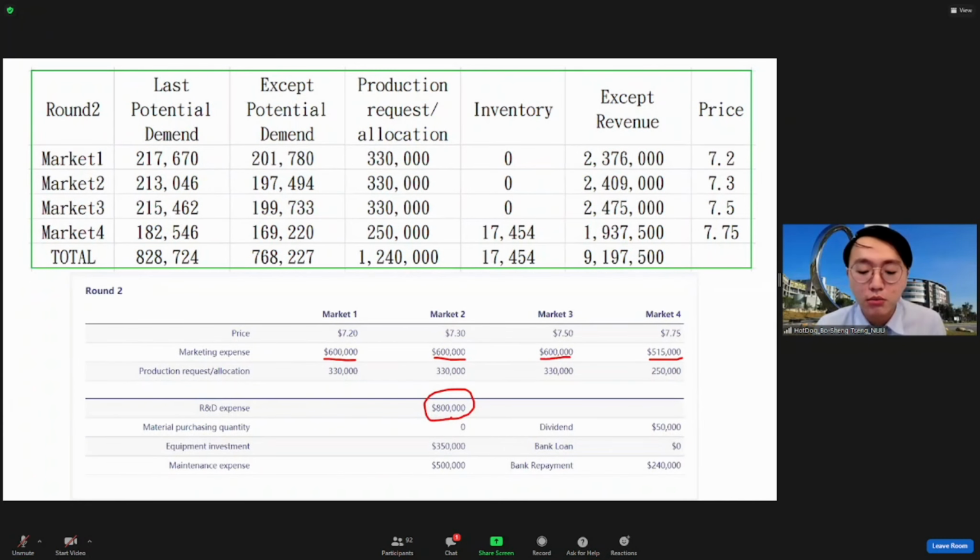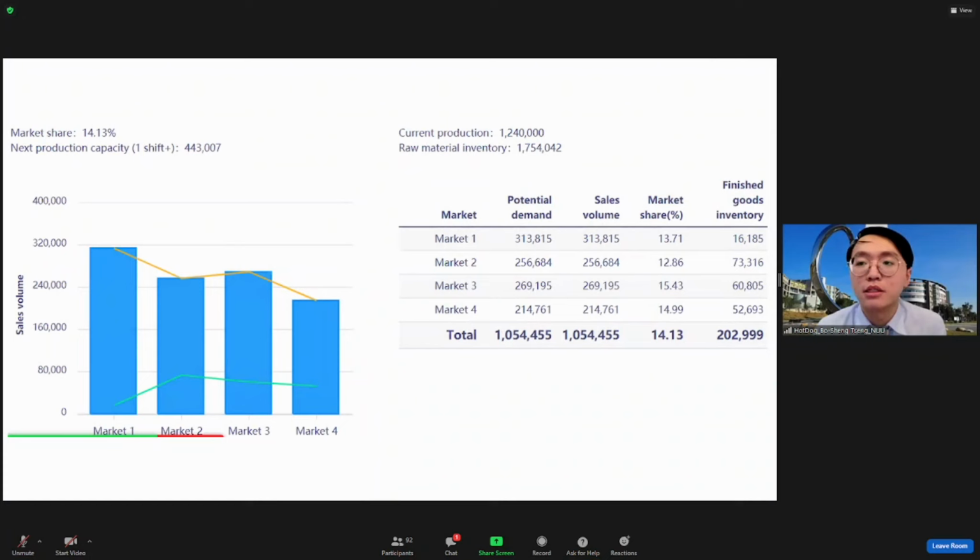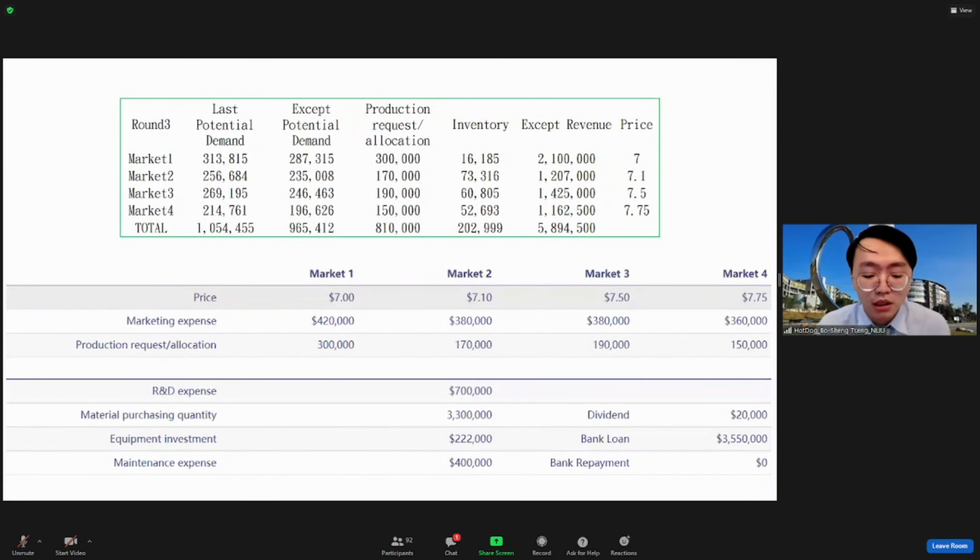In round 2, to sell more goods, we try to increase the marketing expense and R&D expense. As a result, you can see there is a little finished good inventory. Round 3 is the most important round, because if our raw material is not enough, we can purchase in time. Also, the raw material price is lower. We notice that we have good revenue, but net profit is too low. So we decide to lower our cost in round 3, which is content marketing, maintenance expense, and the equipment investment.